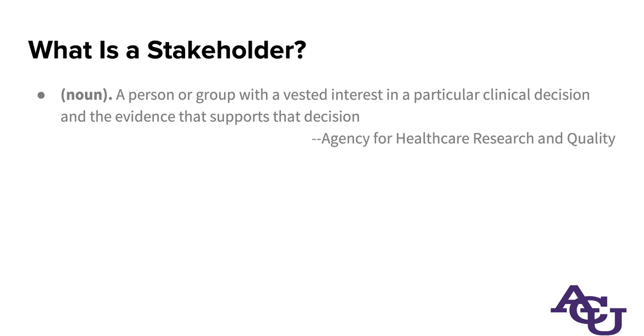Now, this particular definition, one of the reasons it's used a lot is because it comes from the Agency for Healthcare Research and Quality, which is a government entity that does a lot of research and position papers and things like that to try and improve the quality of healthcare in the United States, including related research. So they provide a list of stakeholders. Now, this may not be true for all projects, but it's a good starting point of the groups that you should consider including on your list.